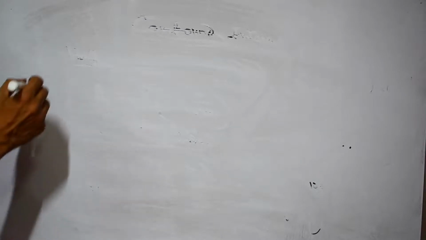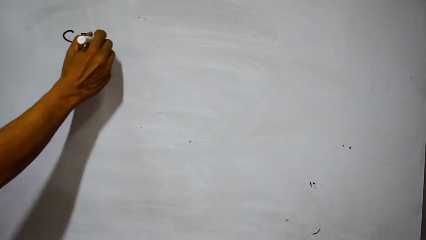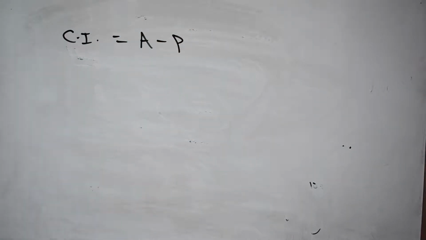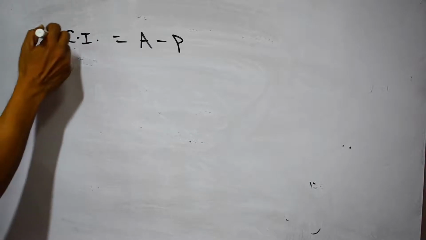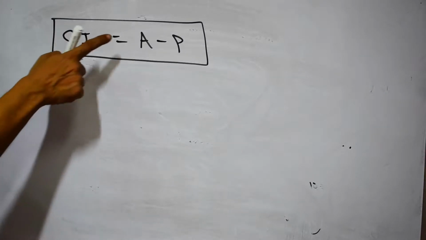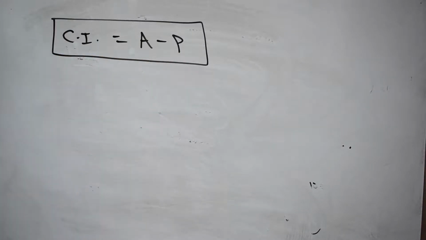Now 3 types of problems we can find. Before that, one more point: compound interest, CI, is calculated by subtracting P from A. In simple interest, it is PRT by 100 that you have found, but in compound interest we find the amount with the formula, then subtract the initial value. P is the initial value. So there are 3 types of problems. One is investment, another is loan, and the other one is depreciation. But another kind of problem we usually find is population.